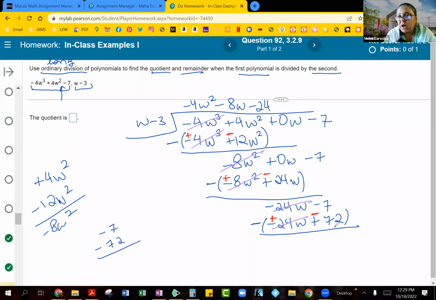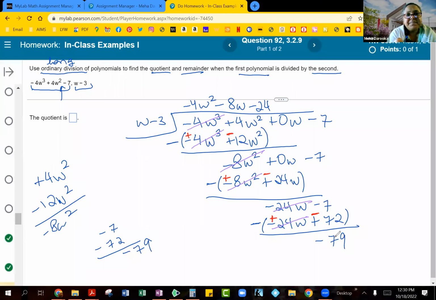And these are both constant terms, so we can combine them together. And what kind of answer do we get over here? So -7 minus 72. Perfect. Yeah, Stephanie, Della, Maria, very nice. We will get -79 over here. Yeah, because you're just adding the numbers and keeping the negative sign. So you will get -79.